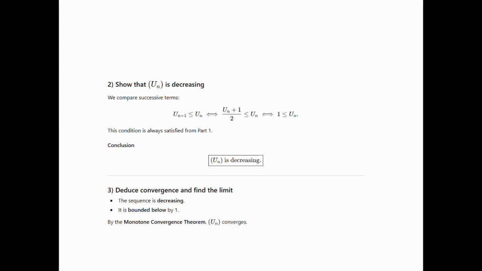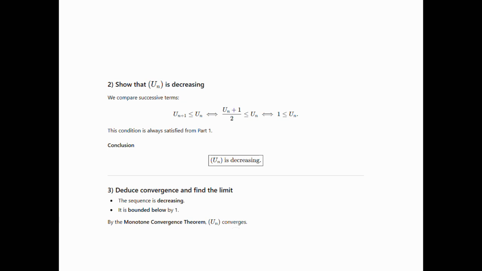Let's go on to the next slide, for finding the monotonicity of the given sequence. We check whether the given sequence is increasing or decreasing. You know the property well. If you want to check whether (un + 1) over 2 is less than or equal to un, and if it is verified, this simply means that our sequence is decreasing.